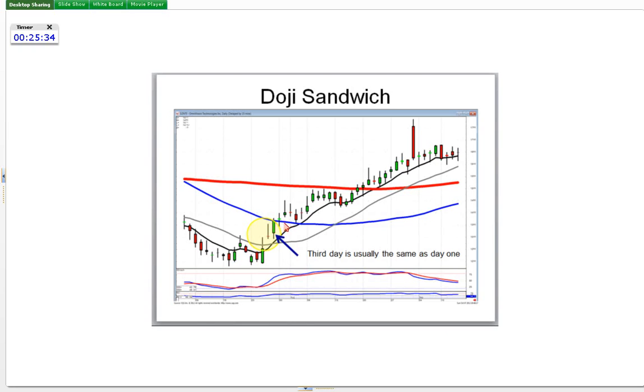After that, not only does it become a very good system to day trade, where you know you're going to have a high probability trade the next day, but as a swing trade or for a long-term investor, the results of a Doji sandwich are usually going to be a strong move after that.